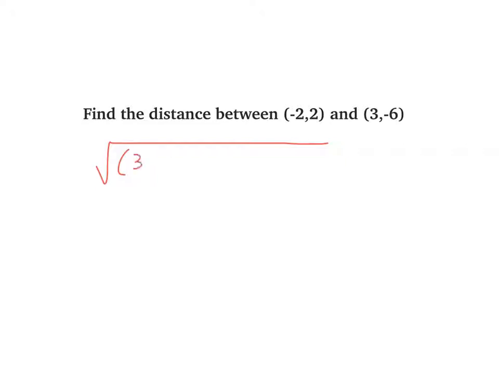Really and truly, it does not matter which order you go because you're going to square it anyway, which means you're going to make it positive. Subtract your y's. Doesn't matter which way you go. You're going to square it anyway. So my first one right there, 3 minus -2 is 5. 5 squared is 25. I did 2 things at once there.